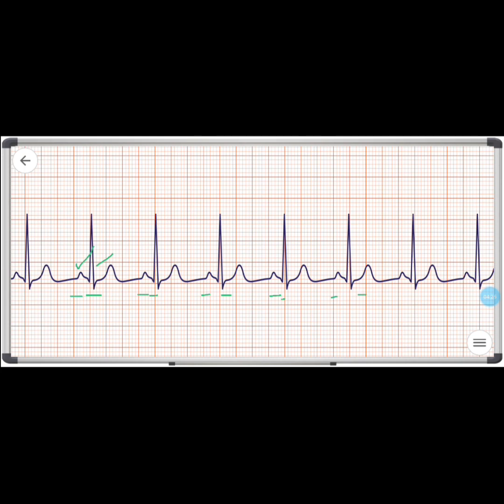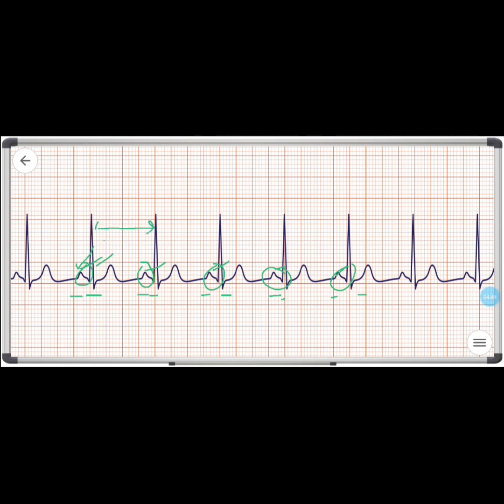Now look at the PR interval. The PR interval over here is constant, PR is constant everywhere, it's the same. That's the second thing. And the P wave morphology, if we look, that's the third point, it's the same everywhere. So that is sinus.